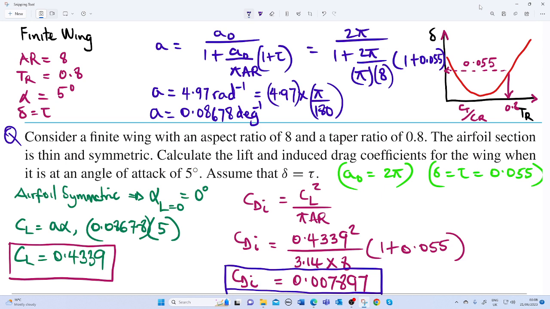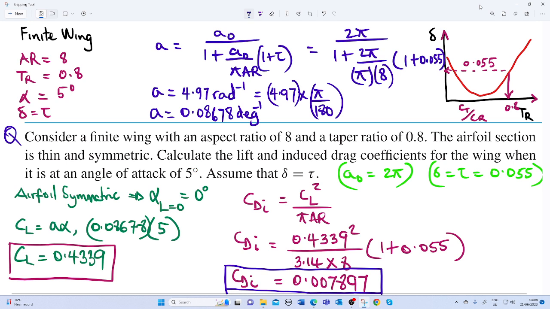Consider a finite wing with an aspect ratio of 8 and a taper ratio of 0.8. The airfoil section is thin and symmetric. Calculate the lift and the induced drag coefficient for the wing when an angle of attack of 5 degrees is applied. Assume that the induced drag factor equals the lift slope, that is delta equals tau.